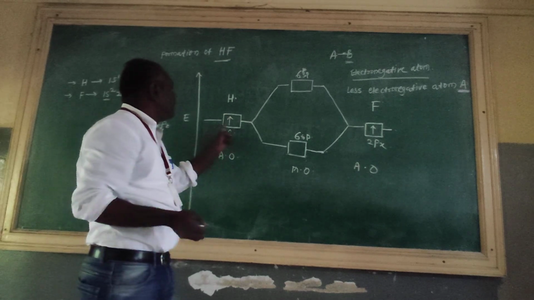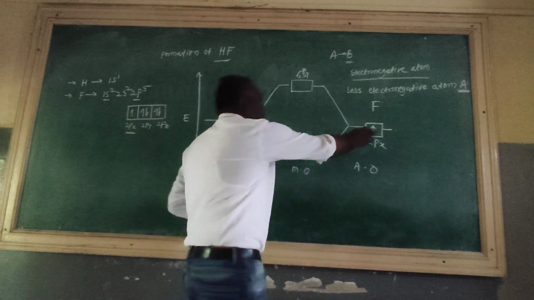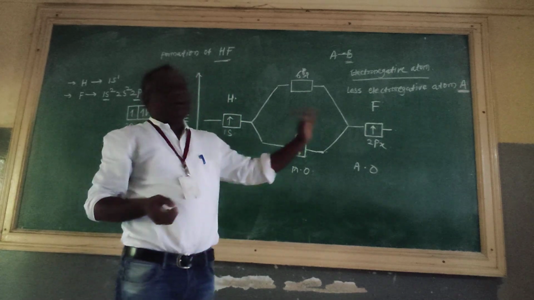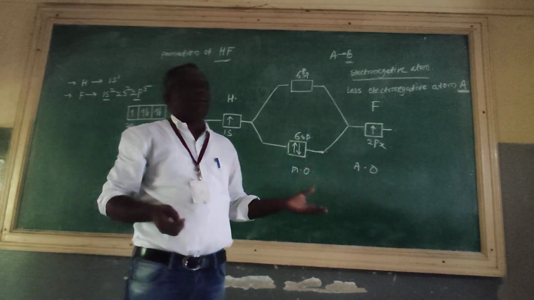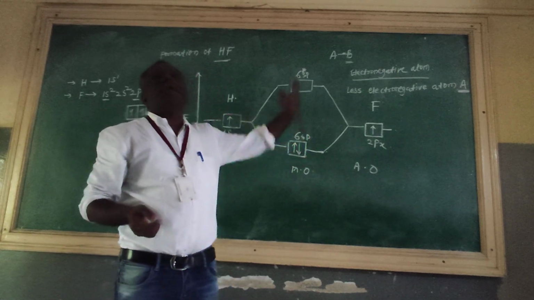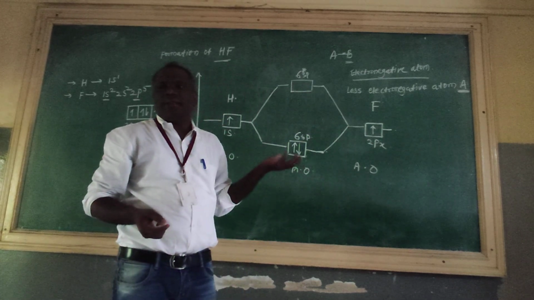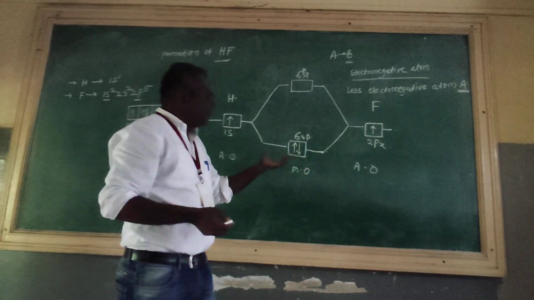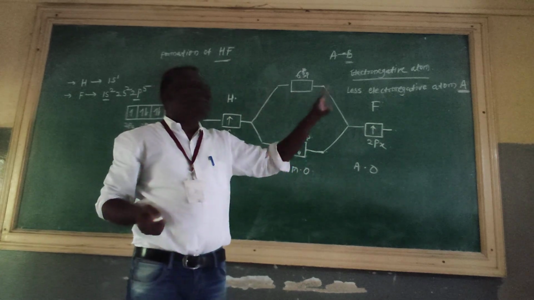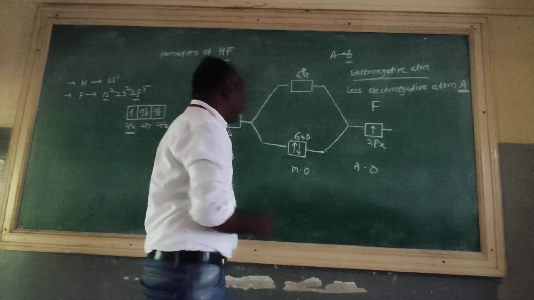Now let's fill the electrons. One electron will come from the hydrogen atom, and another electron will come from the fluorine atom. We are filling the electrons according to the Aufbau principle. The Aufbau principle says that lower energy orbitals are filled first, then higher energy orbitals. Then Hund's rule of maximum multiplicity as well as Pauli's exclusion principle. While filling the electrons in the molecular orbitals, we are applying those rules.